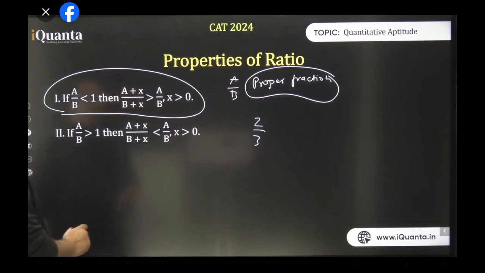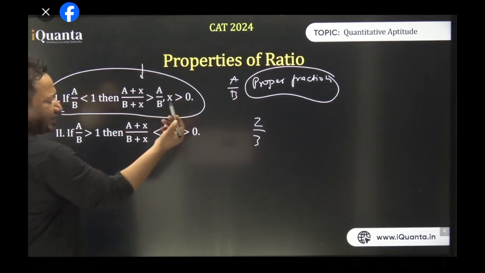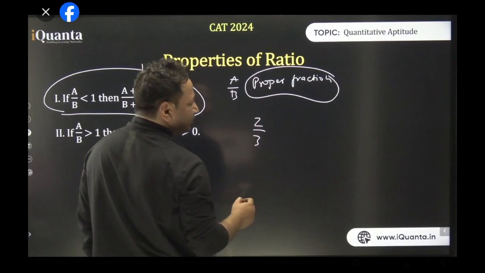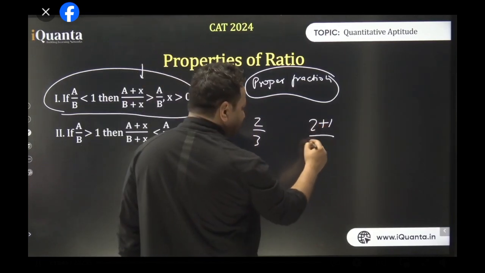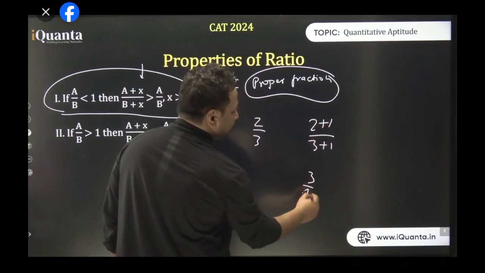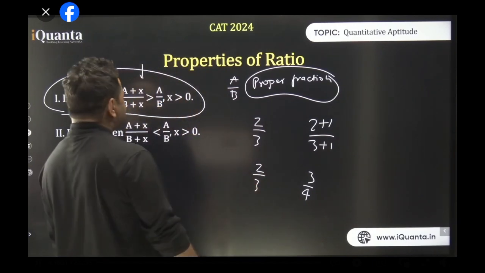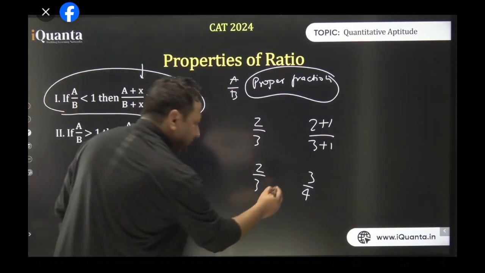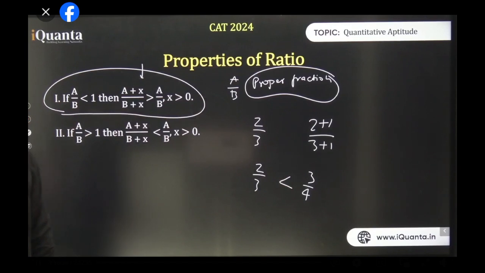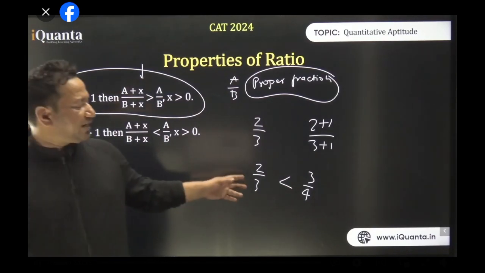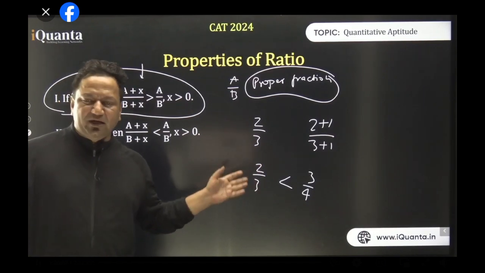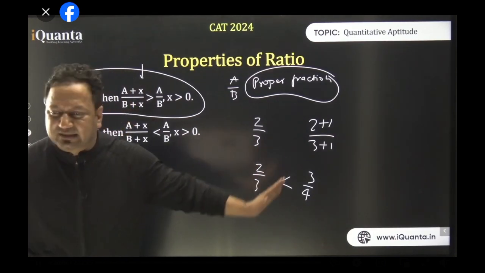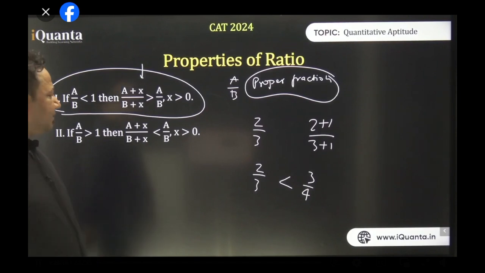So now if I add anything to it, I have added x that is greater than 0. So let me add 1 to it. 2 plus 1, 3 plus 1, I have 3 upon 4. So if I add 1 to it, we can see 3 by 4 is greater than 2 by 3, isn't it? That's a property. So whenever you have a proper fraction, if you add the same value to the numerator and the denominator, the fraction will increase. And if you subtract something, the fraction will decrease.